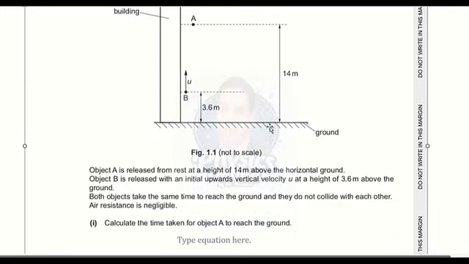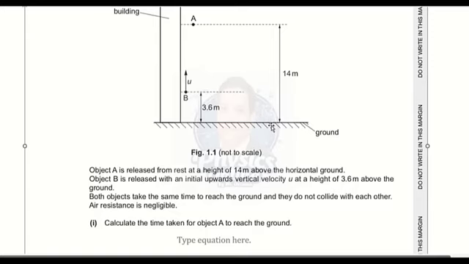Object A. Let's ask a question: what we have and what we need. What we have is the distance or displacement. We have also the gravity 9.81. Initial velocity u equals 0. We need to calculate the time. We don't have final velocity and we don't need it. So the suitable equation is the one that includes everything except final velocity.